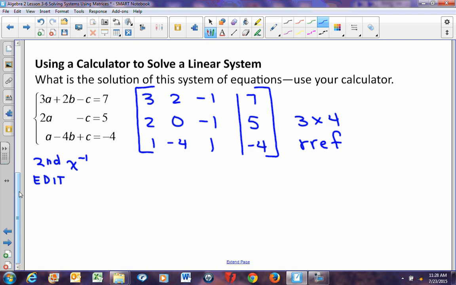So the first thing I'm going to do is go back to matrix, second, x to the negative first. Now I'm going to scroll over till it hits math, and I'm going to look down until I can find RREF. That would be letter B. Letter A is REF, we need RREF. So hit letter B, hit enter, and it's going to say RREF, and it's going to give you a parenthesis. Now go to your matrix, so hit second matrix again. We need matrix A, so just hit A.